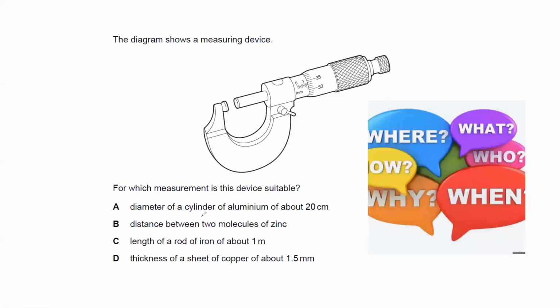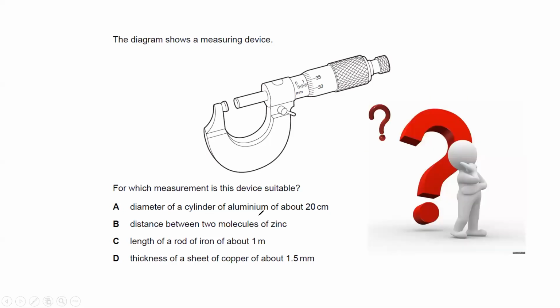When you check the values, diameter of cylinder of aluminium about 20 centimeter, if you multiply by 10, it will be 200 millimeter. That's too big. 200 millimeter for this, so that's not the right answer. The distance between two molecules, that will be very small. It cannot measure the distance between atom or molecule.